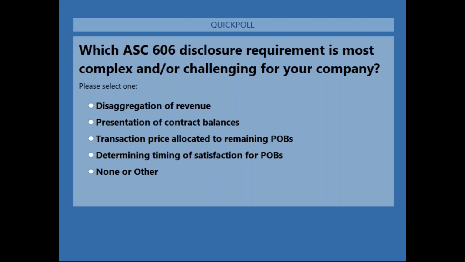So the question is, which ASC 606 disclosure requirement is most complex or challenging for your company? Disaggregation of revenue, presentation of contract balances, the transaction price, determining the timing of satisfaction for performance obligations, or none or other. And again, this is going to depend on your business model, but we are curious to find out. I'll give you 10 or 15 more seconds, and then we'll collect those responses, and we will share them with the group.